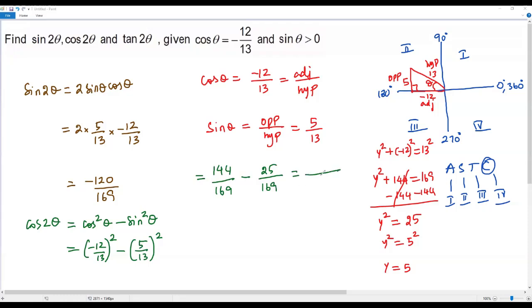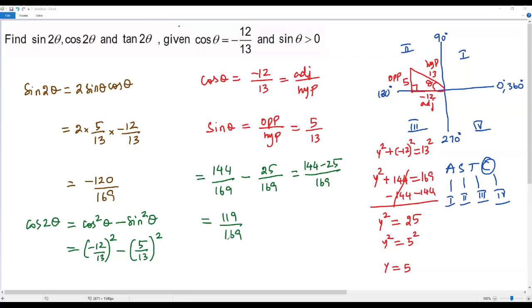Now we have a common denominator 169, so we subtract the numerators: 144 minus 25 equals 119 over 169. So this is the value of cosine 2 theta. Now I got the value of sine 2 theta and also the value of cosine 2 theta. So I have completed two parts of the problem. Now I have to complete the third part, that is to find the value of tangent 2 theta. Using sine 2 theta, negative 120 over 169, and cosine 2 theta, 119 over 169, I'll be able to get the value of tangent 2 theta.